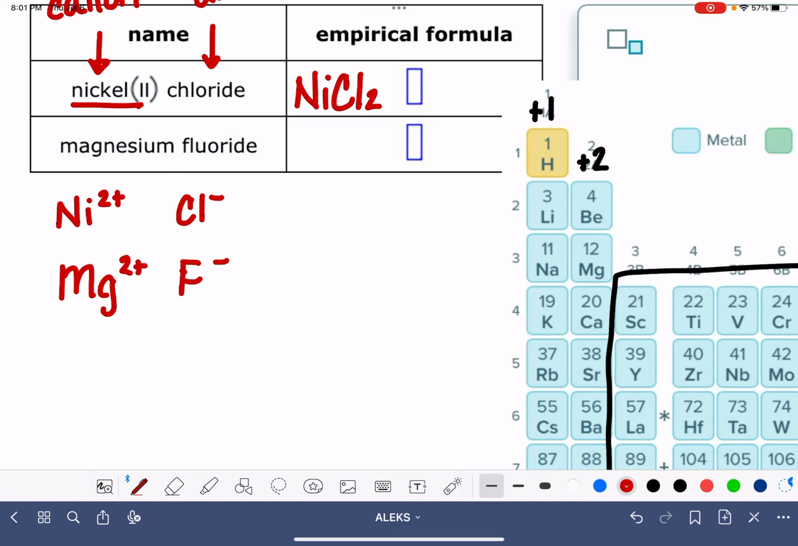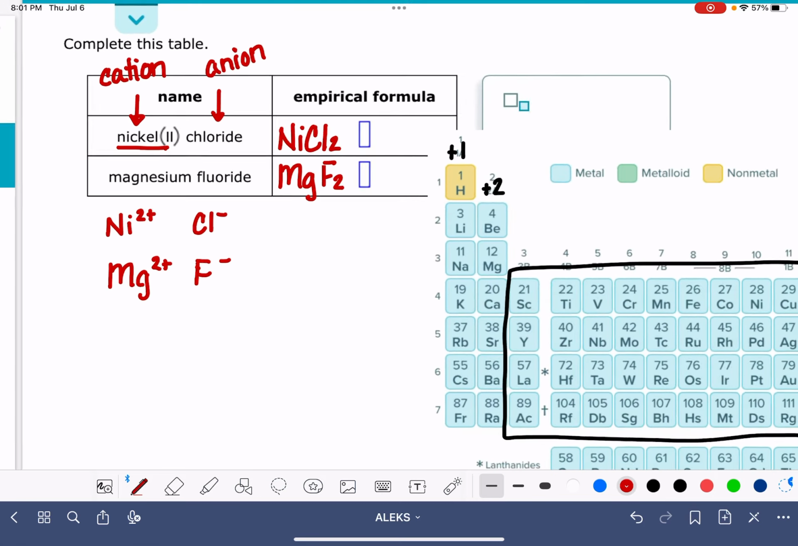Looks like we have the same kind of a thing. The charge on the fluorine is the number of magnesiums we need, that is just 1, and the charge on the magnesium is the number of fluorides that we need.